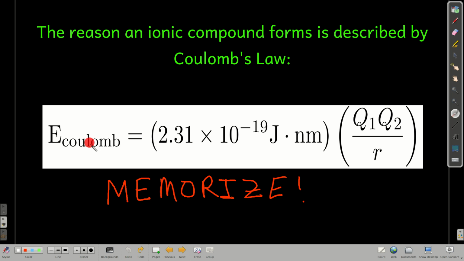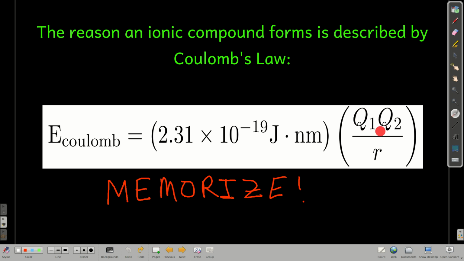This says that the energy of interaction, or the ionic energy in this case, is equal to 2.31 times 10 to the minus 19th joule-nanometers times Q1 Q2 over R. Q1 and Q2 are the charges on the ions, and it's either going to be plus 1, minus 1, plus 2, minus 2, plus 3, minus 3, maybe plus 4, minus 4 in weird cases. R is the distance between the centers of the two nuclei.